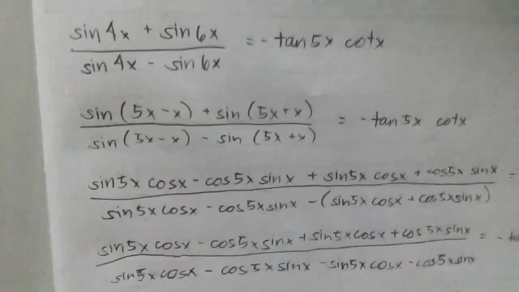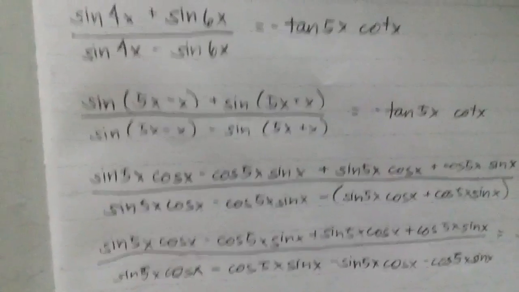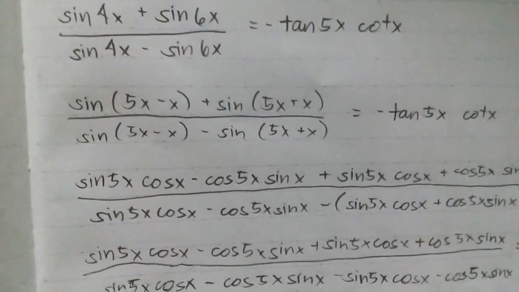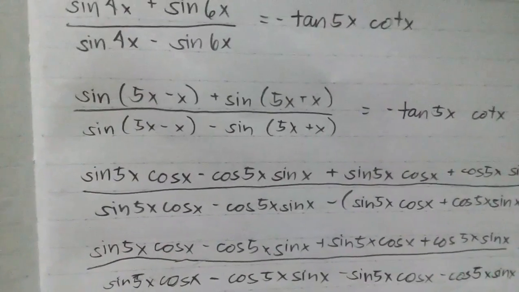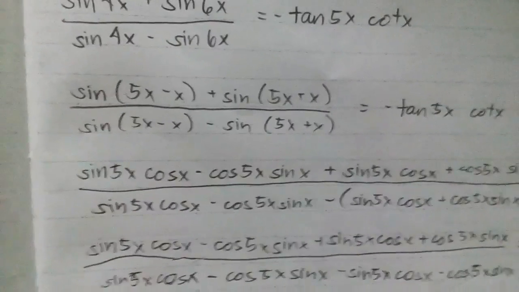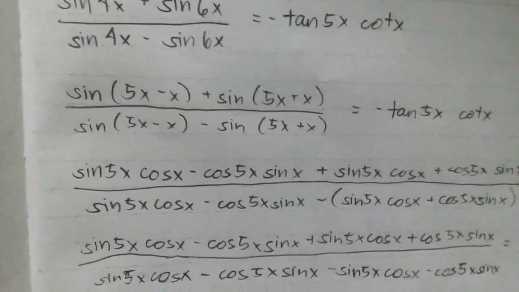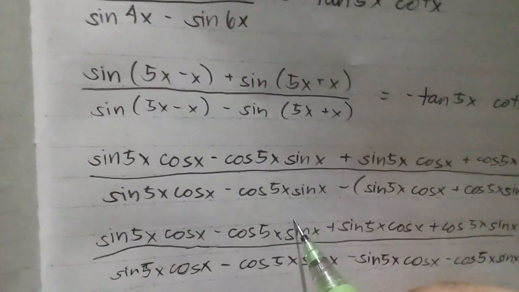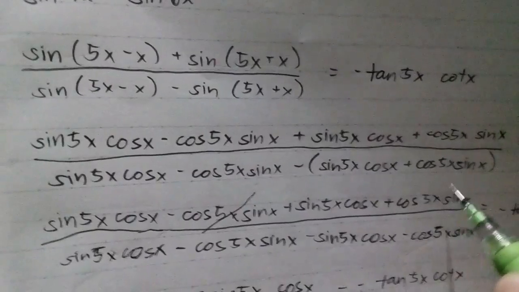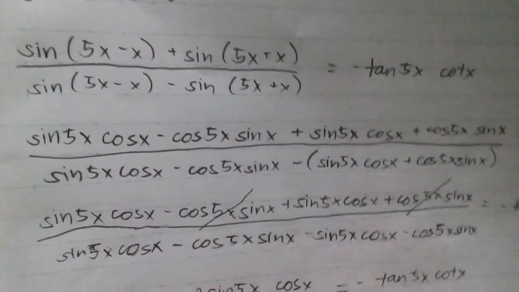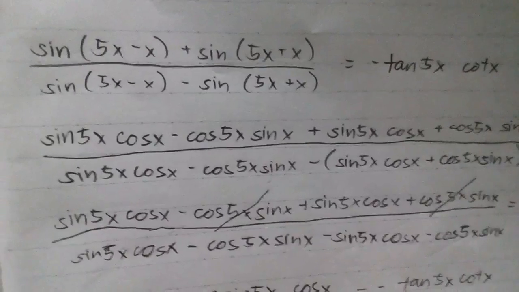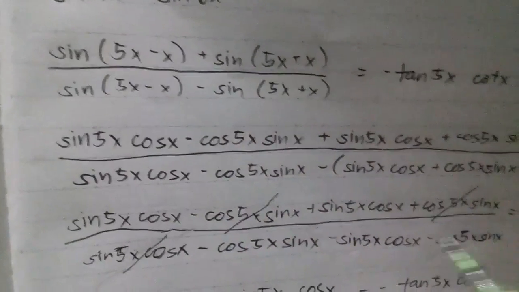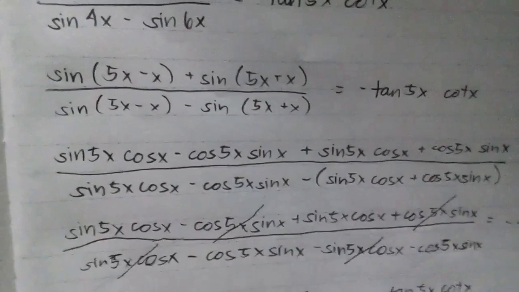So the next step is to cancel or combine like terms. So we'll have to cancel negative cosine 5x sine x in the numerator and the cosine 5x sine x. So we'll cancel this one and then this one. For the denominator, we'll cancel sine 5x cosine x and negative sine 5x cosine x. Cancel this and cancel this one.